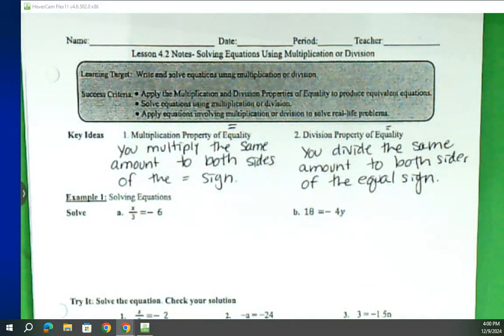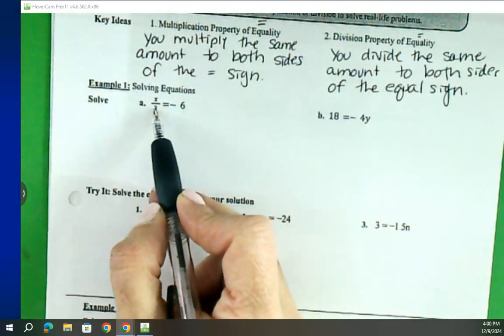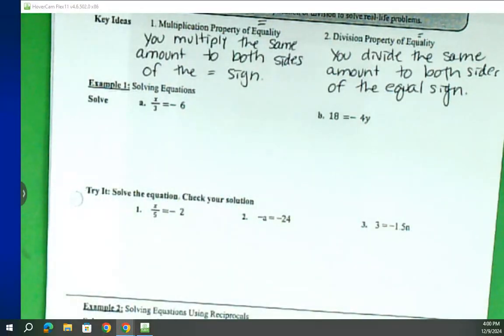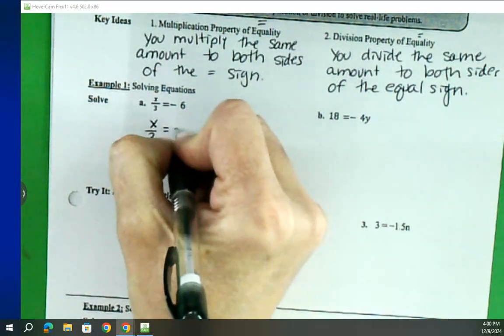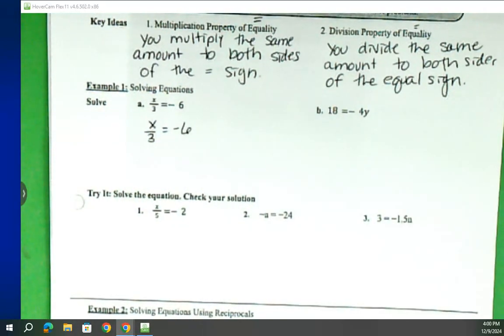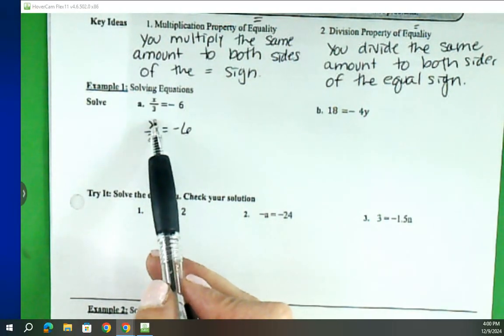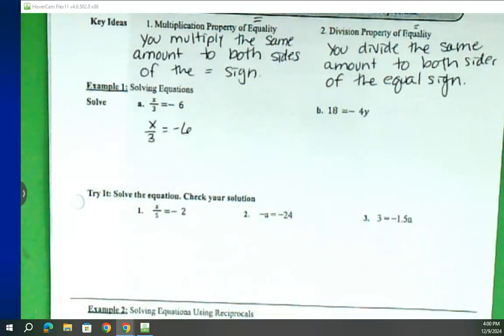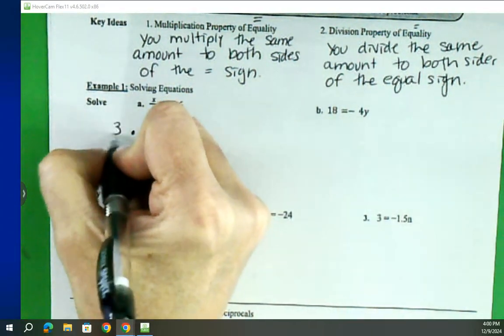Okay, so then we have a couple examples here. Looking at example A, we have x divided by 3 equals negative 6. So our first step is always to rewrite the equation. And then we have to do the inverse property here. So if we have x divided by 3, the opposite of that would be to multiply by 3 in order to get x by itself.